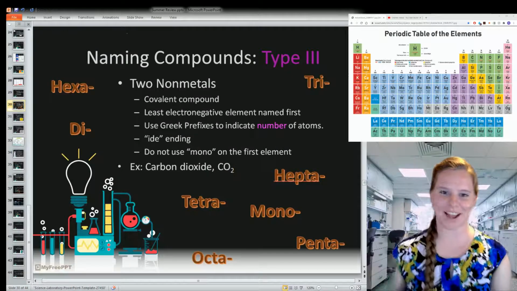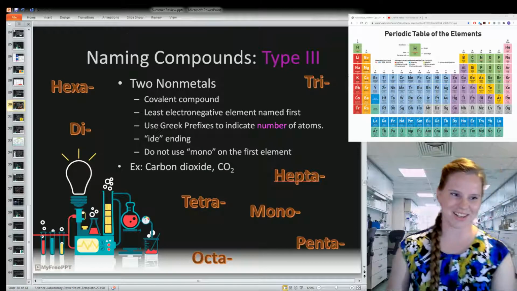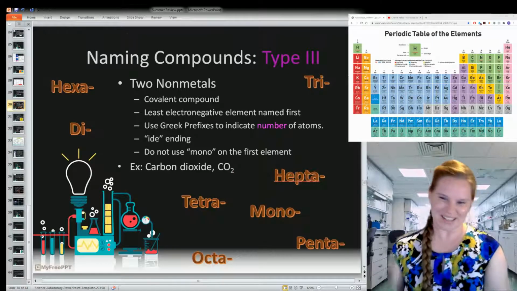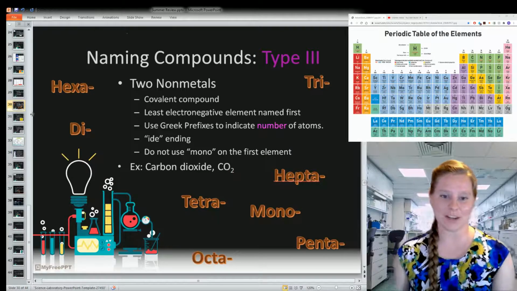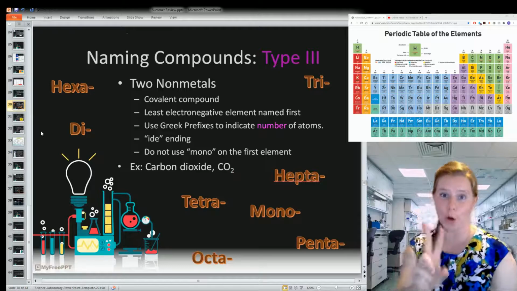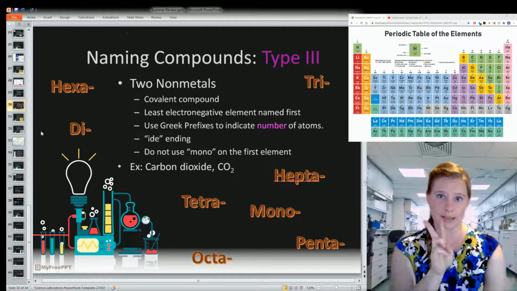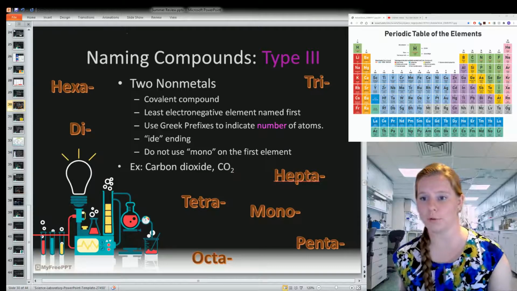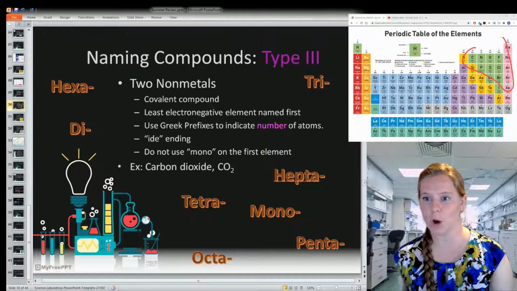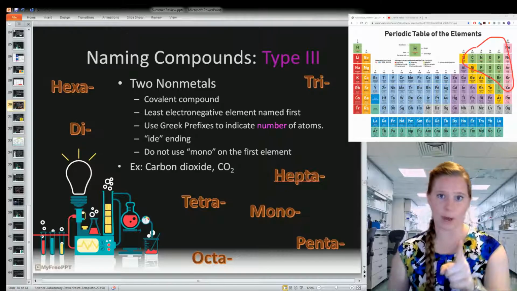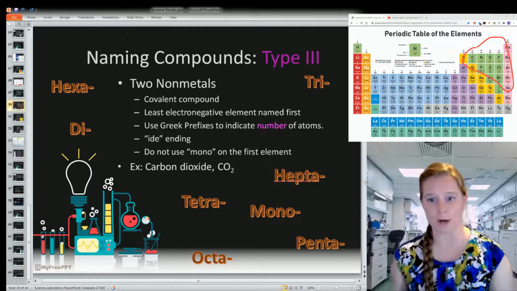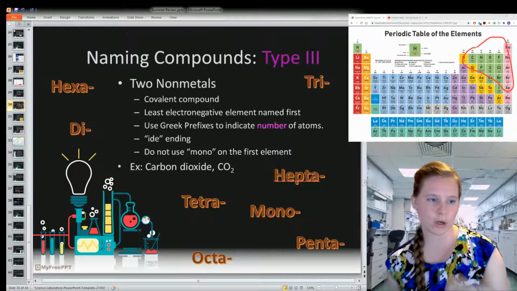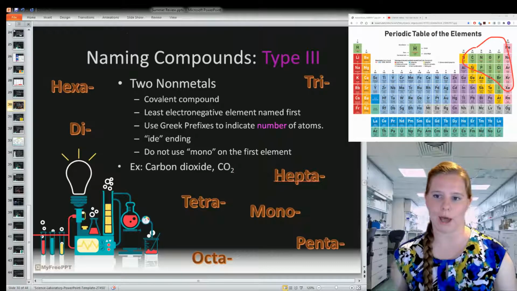Type 3, this one I like. I just think it's a little easier to do and you don't have to worry about as many endings on it, so I like it better. These are covalents. So both of the items in this molecule are gonna come from over here. Okay, there will be no metals. That is the dead giveaway that you have a type 3. There's no metals. So if you look at it, both are non-metals. Go to type 3. How do we name these?